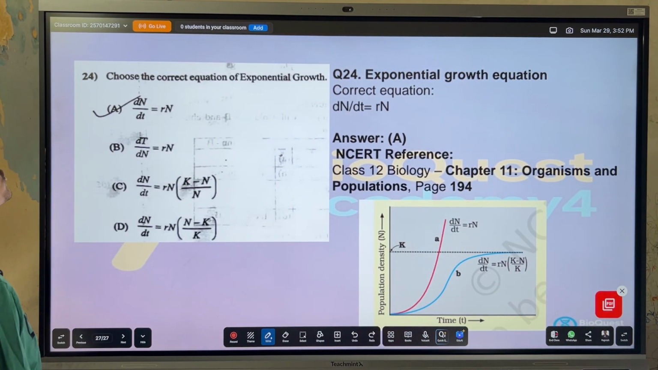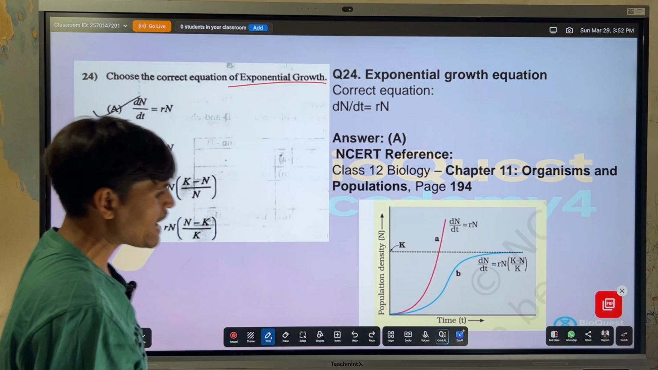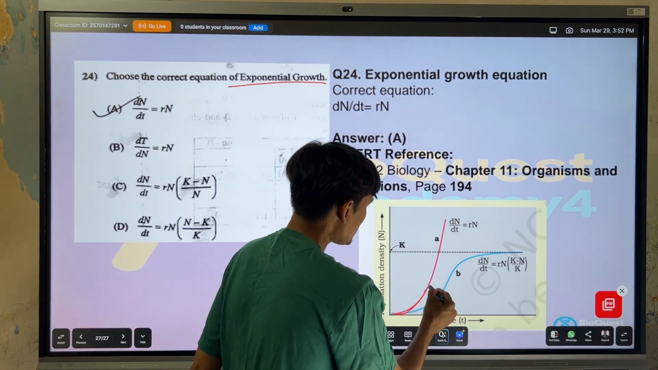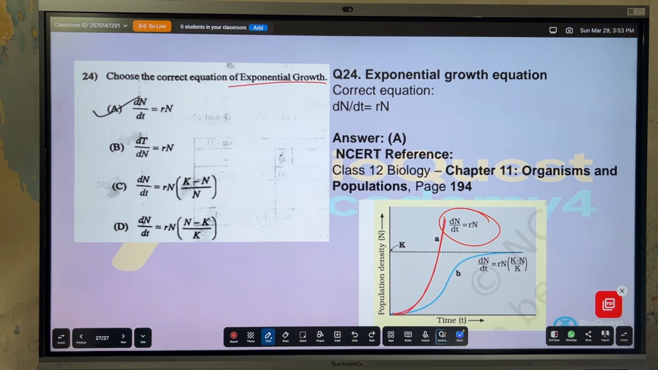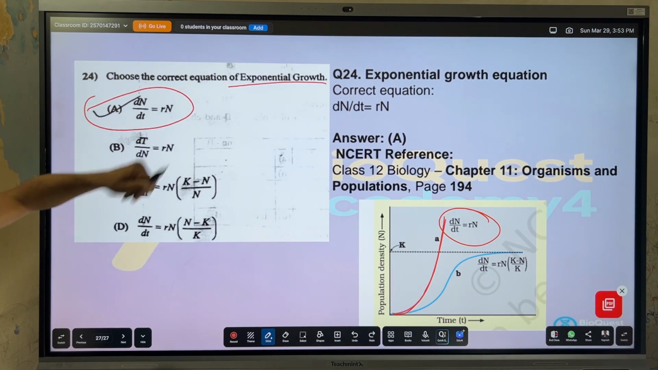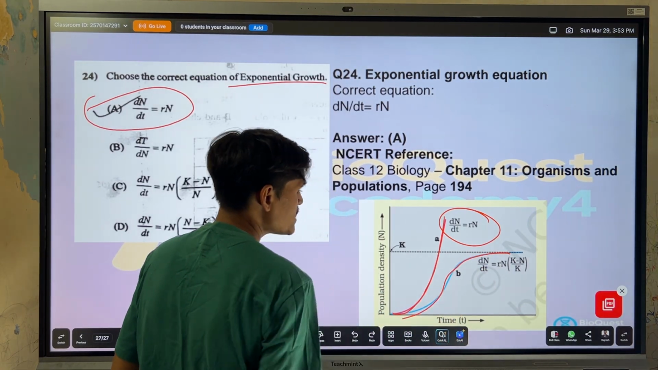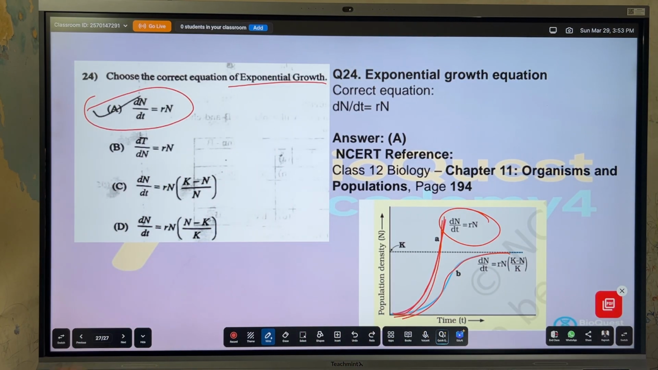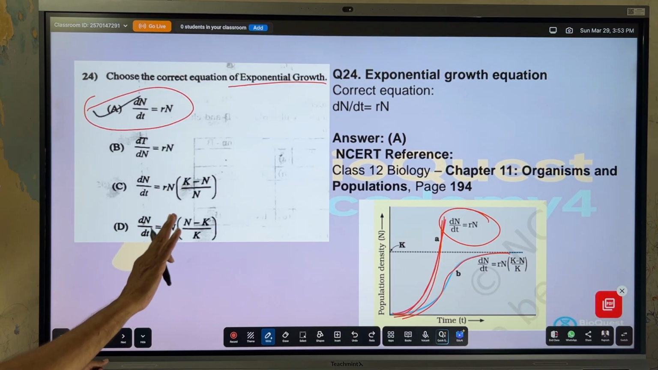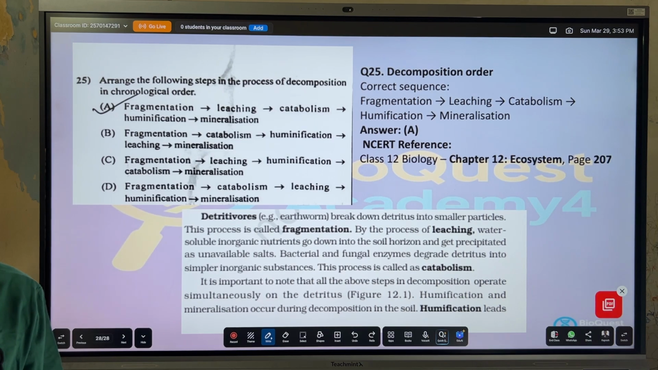Question 24. Choose the correct equation of exponential growth. Again, from the diagram I can say this is J shape, means exponential growth. Answer is here. dN by dt is equal to rN, which is A. Answer is A. This is the S shape sigmoid curve, and this J shape is called exponential growth. So, diagram is important.